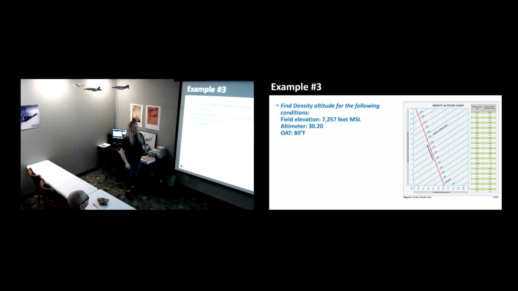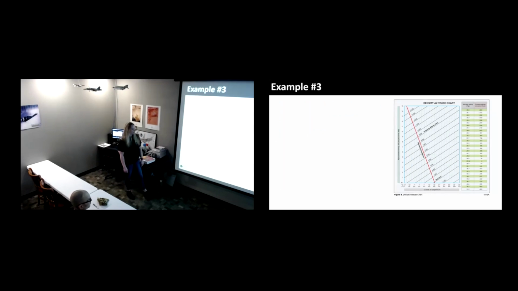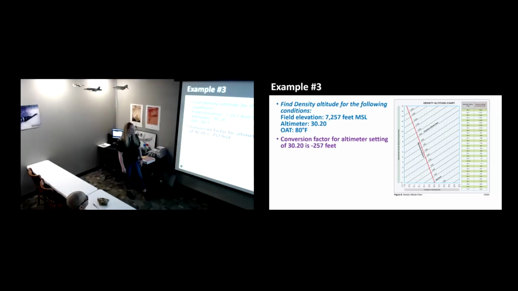So this is exactly what it'll give you. If our field elevation is 7,257 feet and the altimeter is 30.20 with an outside air temperature of 80, the altimeter should read the field elevation when the altimeter is set to 30.20. We just do the problem. All right. So if we look over here, now I don't have my glasses on, but I'm sure there's one of these, say 30.20. That number says minus 257 feet, right?